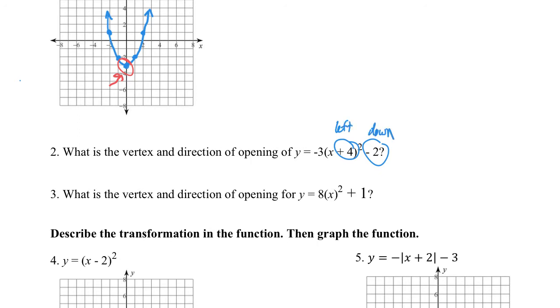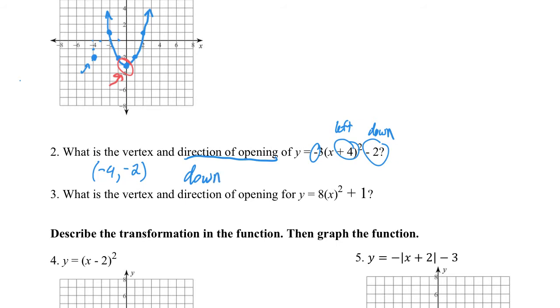So at what point would that be if you move left 4 and down 2? Just go look at the graph, and 1, 2, 3, 4 left, down 2. There's where the new vertex is going to be. So that point is negative 4, comma, negative 2. So there's the vertex. The direction of opening is simply either up or down, and it's going to be down because it's getting flipped upside down. So the direction of opening is down.